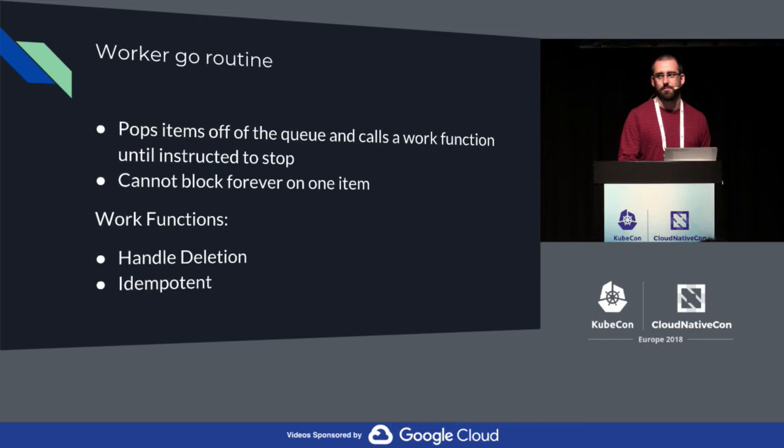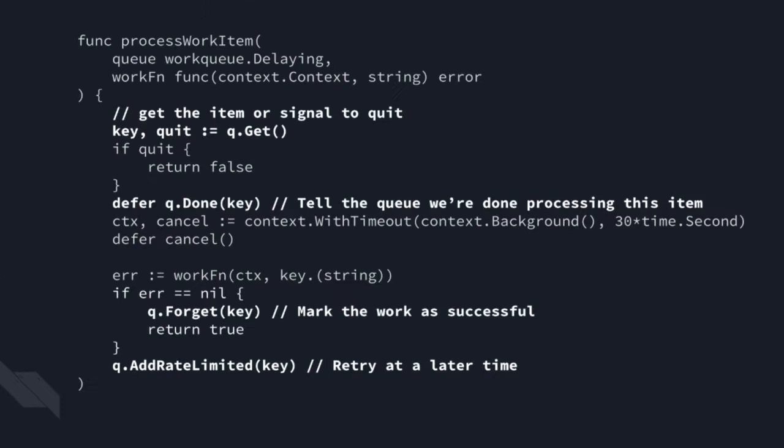So the first part we have here is this process work item. This is essentially the same thing across every single one of these that we've written. We should open source this. It is a function which you call once, and it processes an item from the queue. If it returns true, then you call it again. If it returns false, you don't call it again. So you just do for processWorkItem and sit forever in your goroutine.